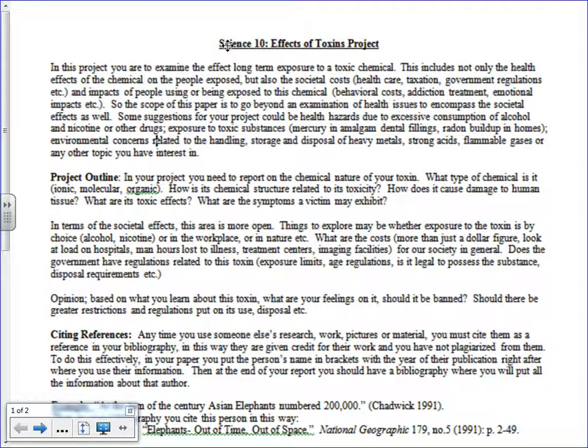How are people who are not actively involved still somewhat involved? That's what we're looking for in terms of societal costs. So healthcare, taxation, government regulations, etc. What if the person who was using drugs went crazy, committed a crime, and got sent to jail?